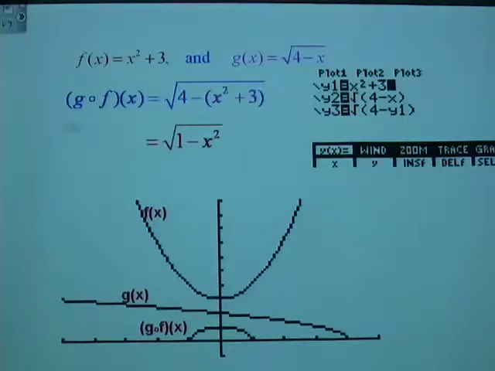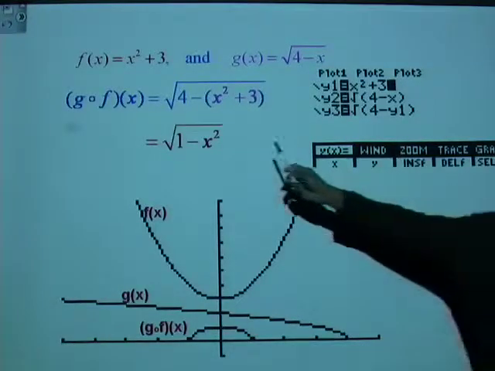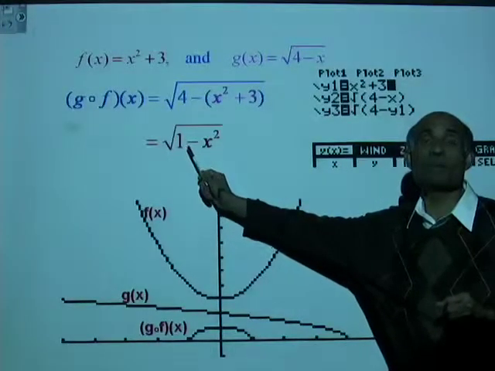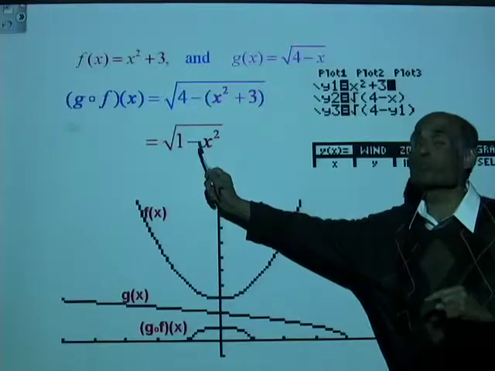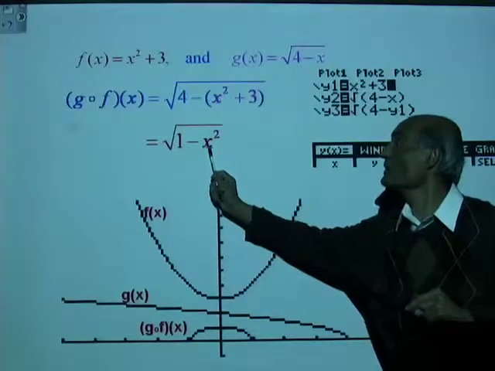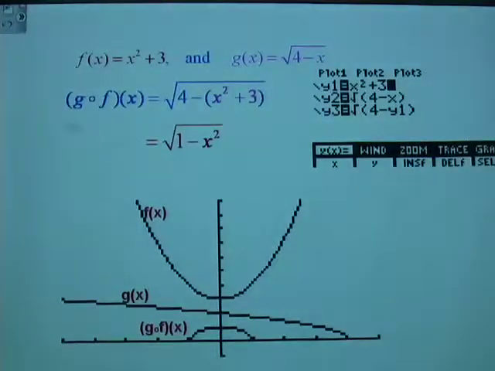Now, in order that the quantity inside the square root sign may be greater than or equal to 0, we say 1 minus x squared is greater than or equal to 0. So let me write down that. 1 minus x squared is greater than or equal to 0. It means 1 is greater than or equal to x squared. Now, can I write it as x squared is less than or equal to 1? Yes, absolutely.